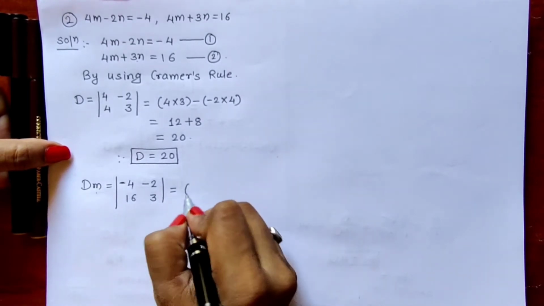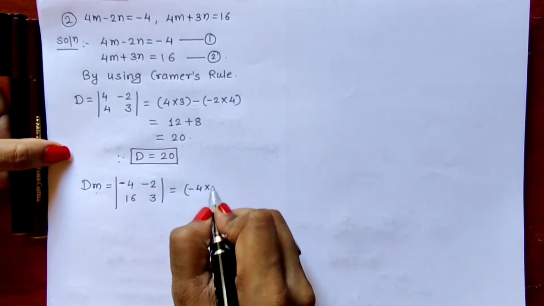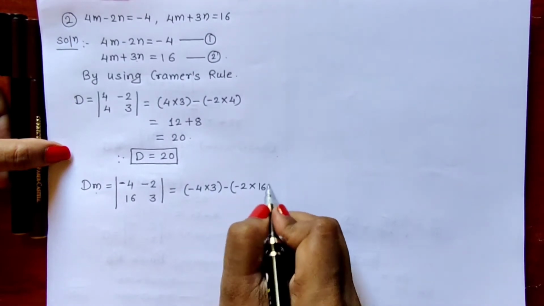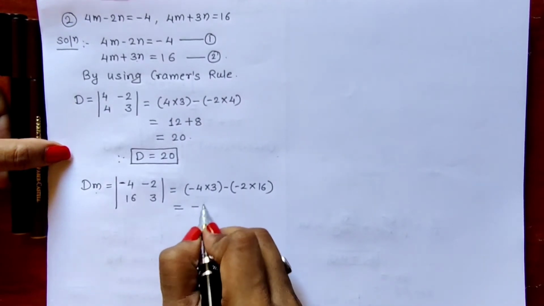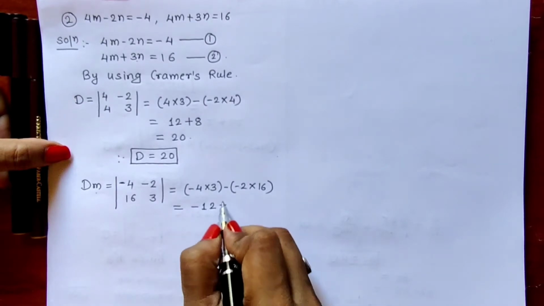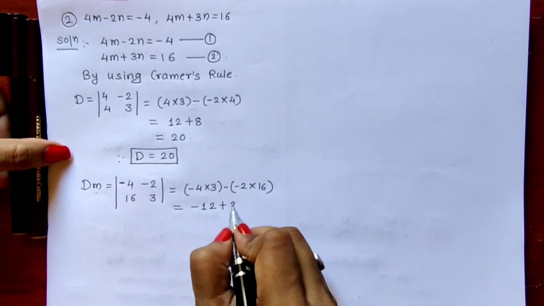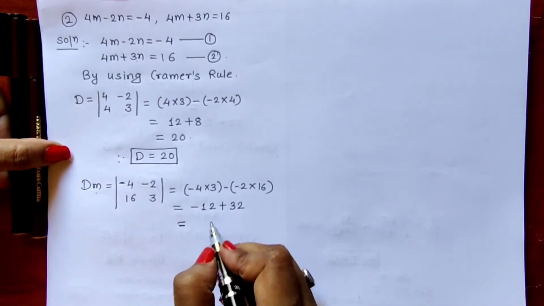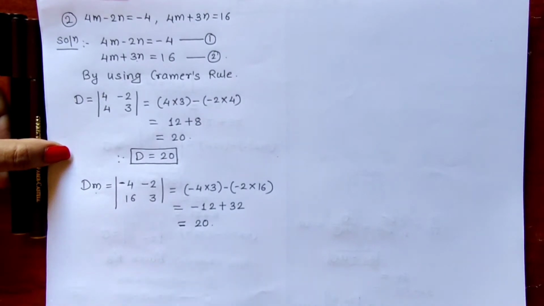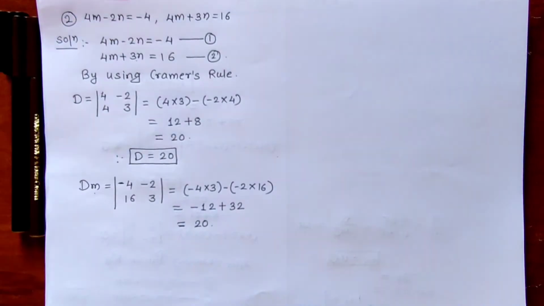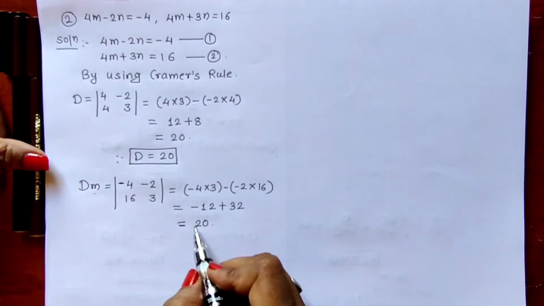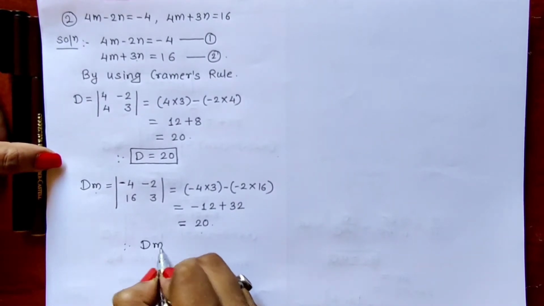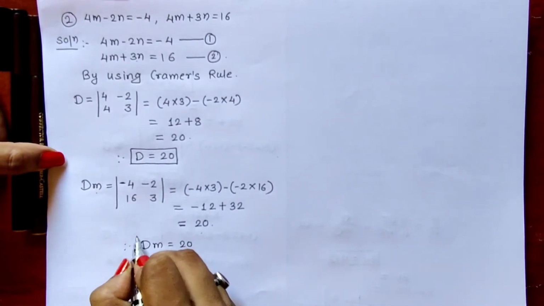Again cross multiply, it will be minus 4 into 3 minus 2 into 16. 4 3s are 12, so it is minus 12, minus minus plus, 16 2s are 32, correct? So minus 12 plus 32 will be 20. Is it correct? Yes, because plus minus minus and the sign of the bigger number, so it will be 20, and therefore dm is equal to 20.